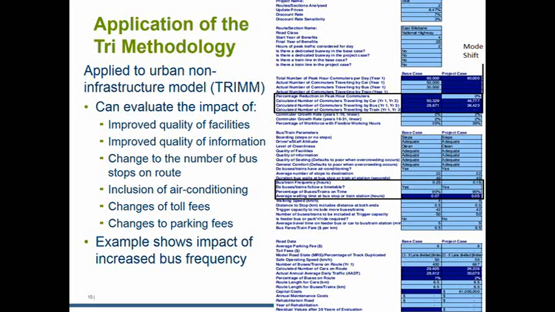Whenever any of these change, for example, if there's an improvement in information, that will lower the perceived cost, because people can arrive when they want to arrive. You don't have to spend too much time waiting for your bus or train to arrive. So that would lower the perceived cost of taking a bus. In a sense, it could actually cause a mode shift.